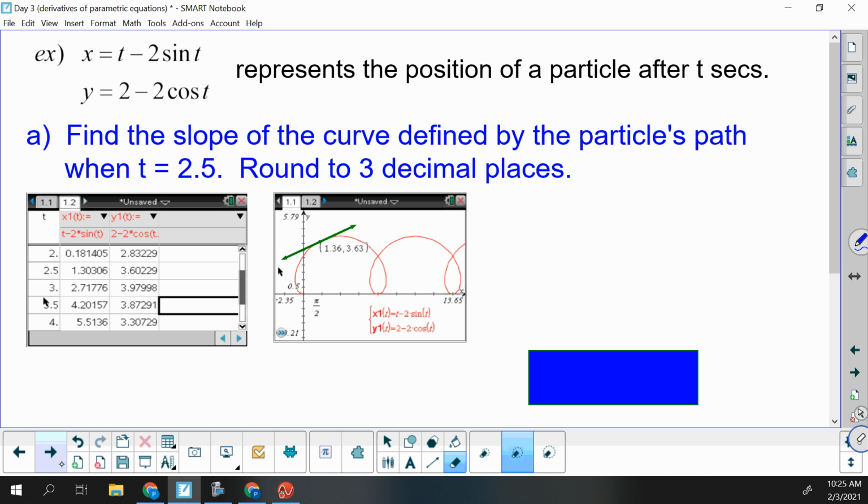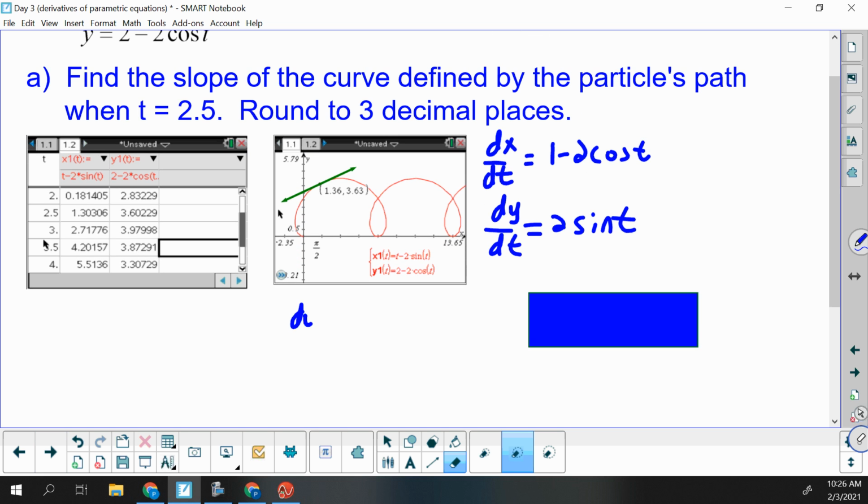All right, so we got new equations now for x and y. So we want to find the slope of it at t equals 2.5. So our dx over dt is just going to be 1 minus 2 cos t. And our dy over dt is going to equal positive 2 sine t. So therefore, our dy over our dx is just going to be 2 sine t over 1 minus 2 cos t.